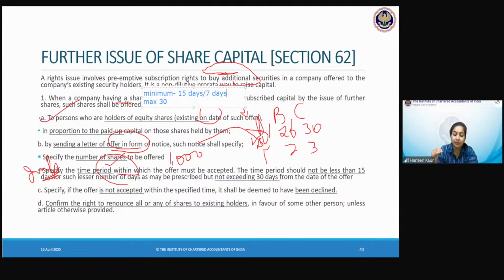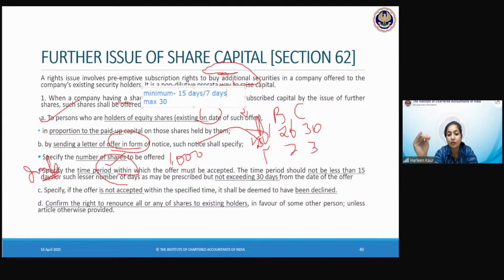If it is not accepted within the time limit, it shall be deemed to be declined. So if you're not accepting, it will be declined, which means you don't want to take these rights. Again, there is a specific provision that a private company can be allowed to accept this rights offer for less than 15 days.